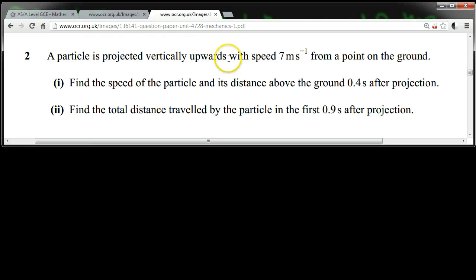A particle is projected vertically upwards with a speed of 7 meters per second from a point on the ground. Find the speed of the particle and its distance above the ground 0.4 seconds after projection. Find the total distance travelled by the particle in the first 0.9 seconds after projection.